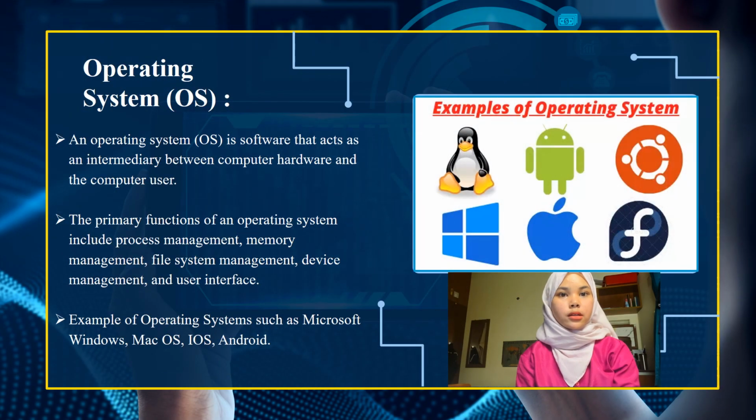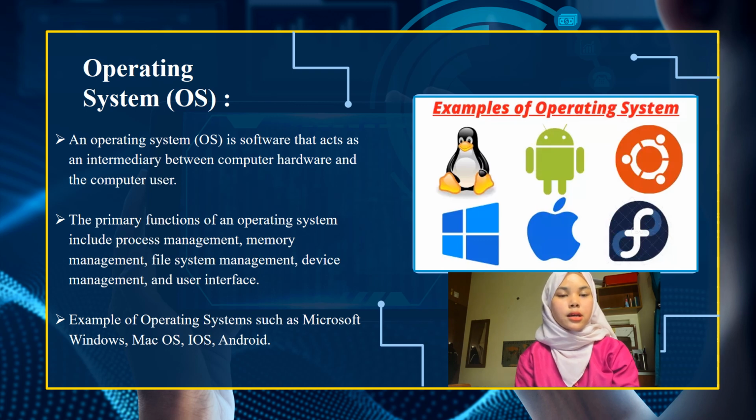There are two main categories of software. The first one is system software. In system software, there is the operating system. An operating system is a software program that acts as an intermediary between computer hardware and the computer user. Without an operating system, it would be challenging for users to interact with the computer. Here are the key functions and components of an operating system. The first one, process management. Process management handles the execution of processes by managing the allocation of CPU time and handling multitasking.